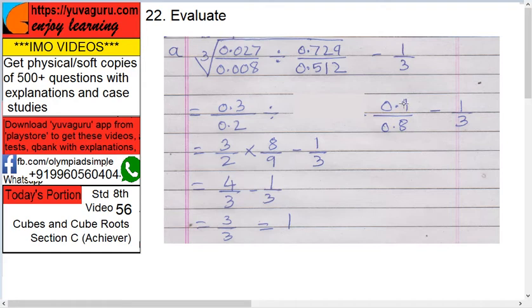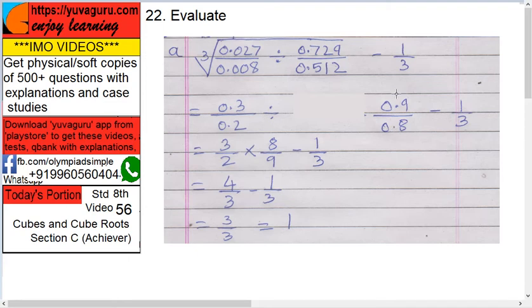0.729 is the cube of 0.9, so 9 9s are 81, 81 9s are 729, so after 0.3, so single point now. Similarly 5 and 2 is 8, so it becomes 0.8.